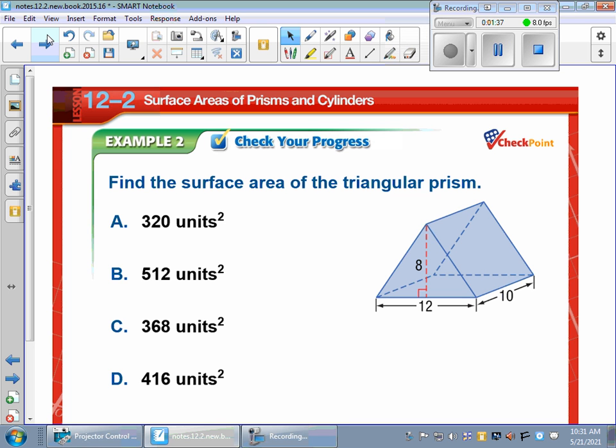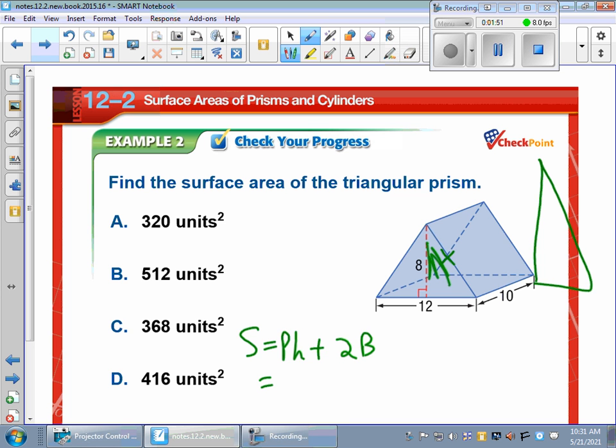And then now we go on to this one. Let's try this one on our own. So again, S equals PH plus 2B. Okay? We're going to use this triangle here because we need to find this distance here. So I'm going to just re-sketch it right here. This is 8. You cut that 12 in half, 6. This is our X. 6 squared plus 8 squared equals x squared. That becomes 10. So this is 10, which means this is 10.